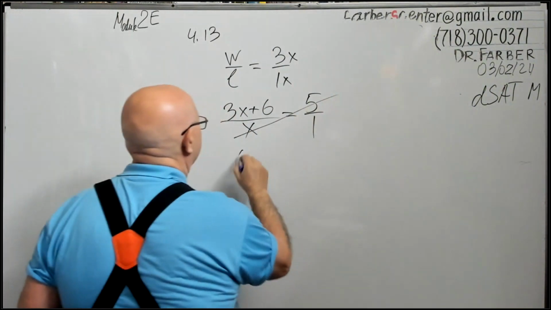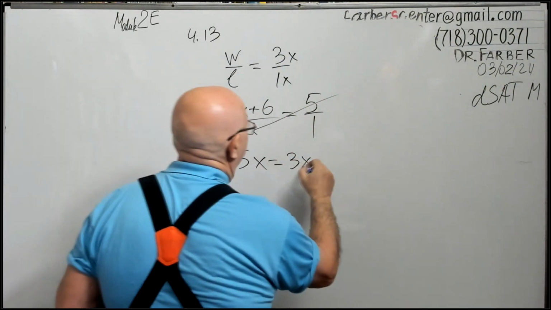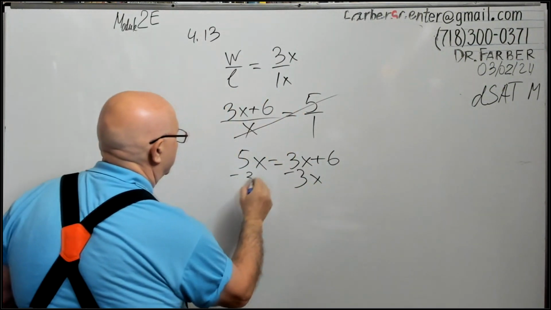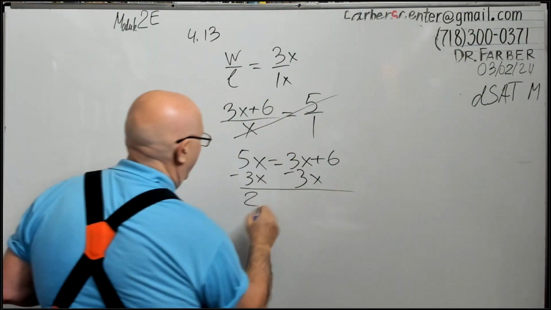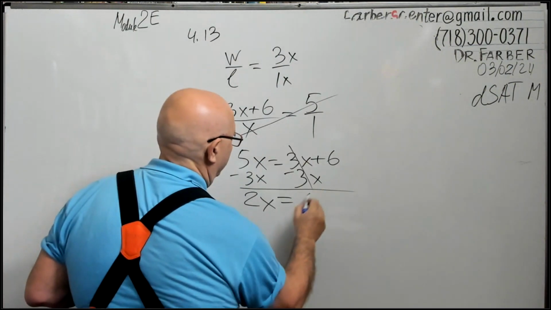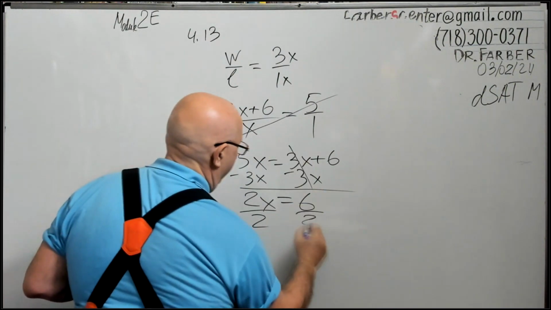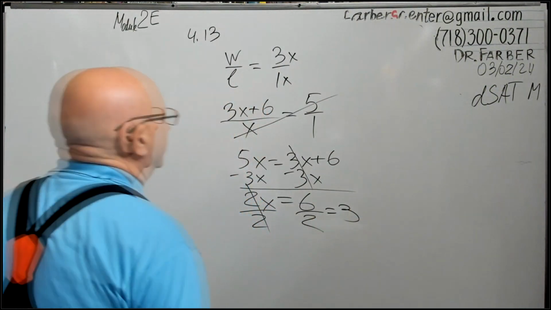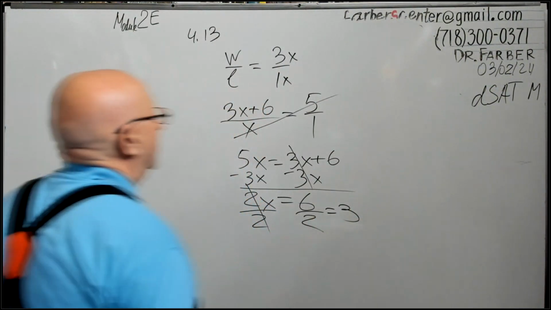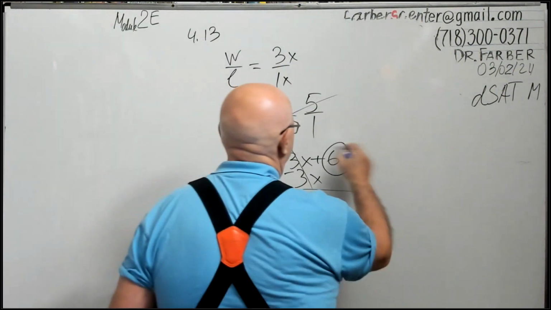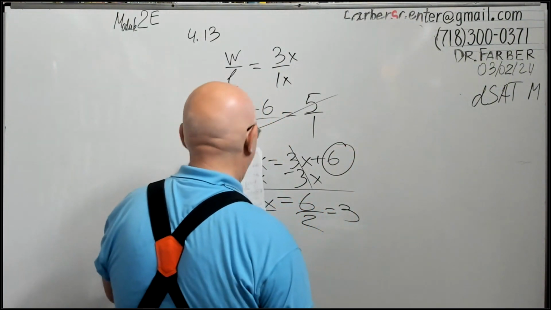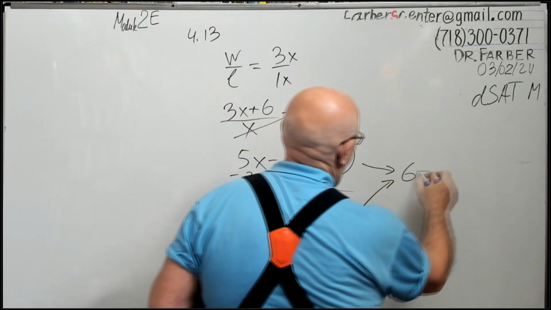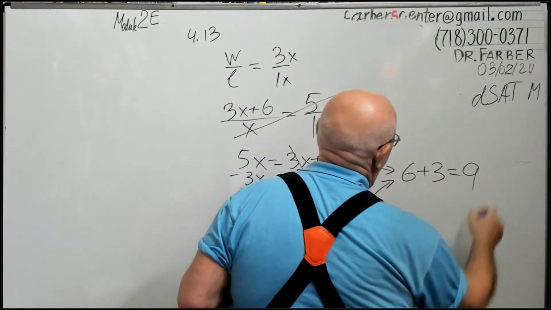So 5x equals 3x plus 6. Minus 3x and minus 3x. 2x equals 6, divided by 2, x equals 3. But that's not the answer. Keep in mind, this also includes the 6 wins. There's a total of wins, right? So finally, combine these two results: 6 plus 3 equals 9 total wins.